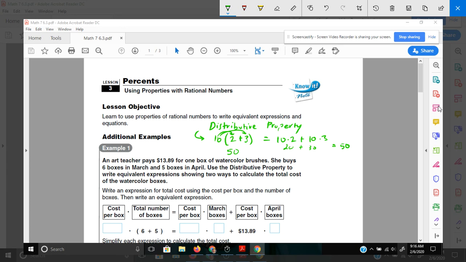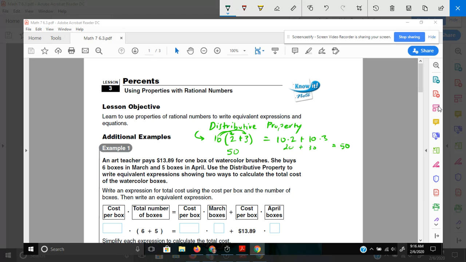And one of the reasons that that's important today is because we want to use that to write equivalent expressions and equations. So we'll try out an example here. And really the use of this is that we can take an expression or an equation and make it a little bit easier for us to solve. That's kind of the reason that we're doing this.